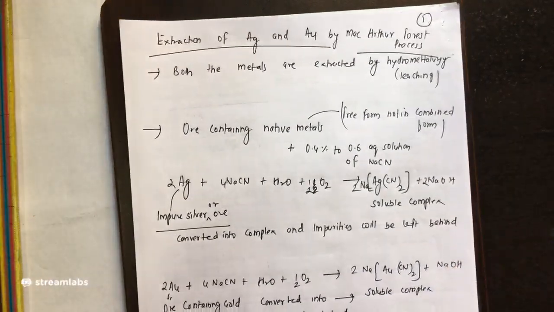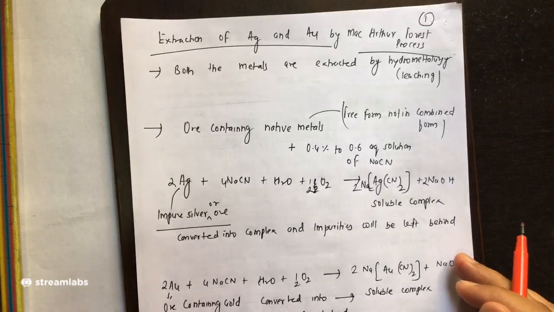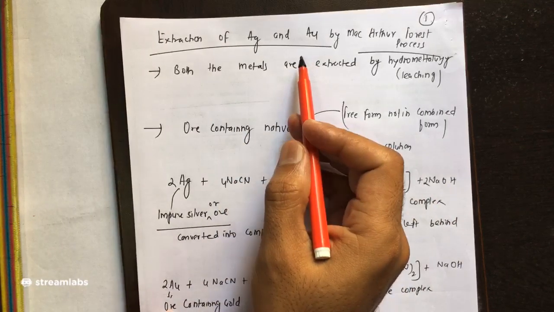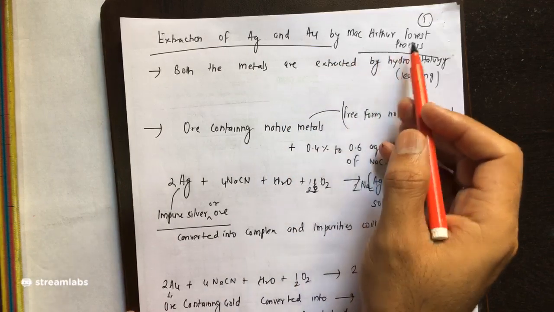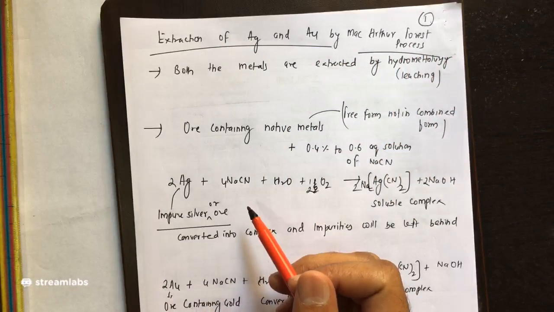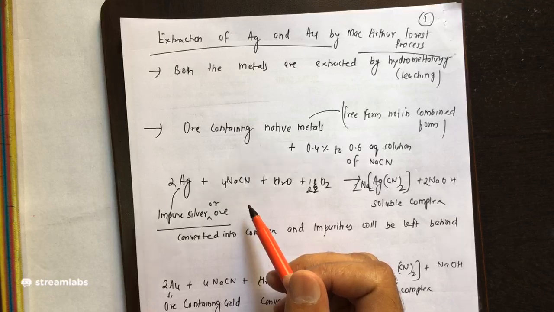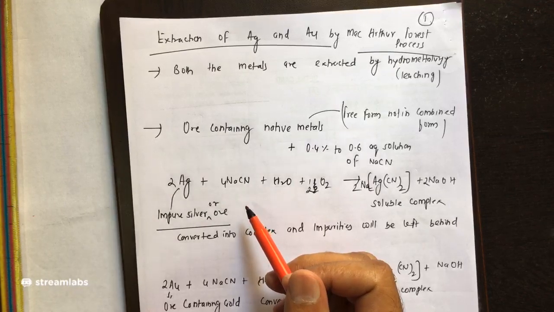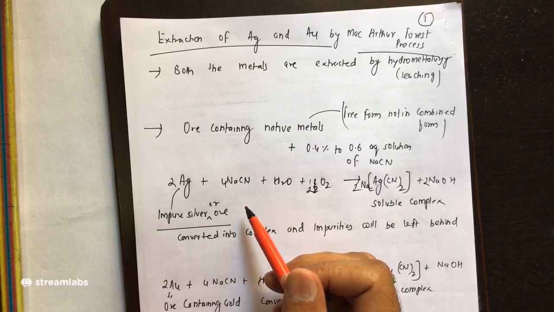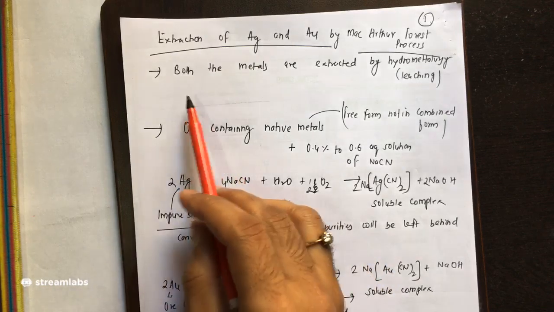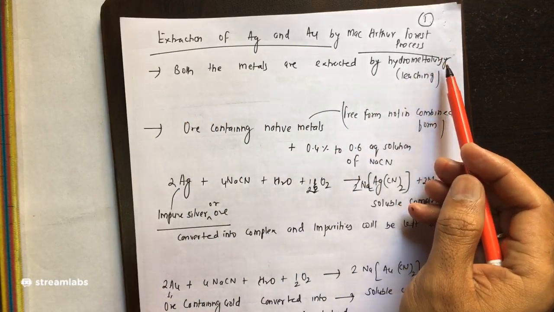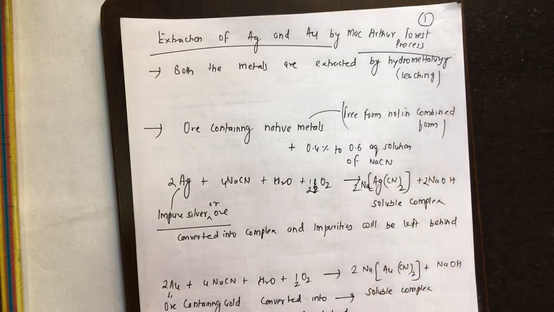that is for silver and mercury, silver and gold. We are talking about extraction of silver and gold. There is a famous process called the MacArthur-Forrest process, and that is asked in the examination. The MacArthur-Forrest process is used for extraction of silver and gold. Both the metals are extracted by hydrometallurgy, that is, by the leaching process.